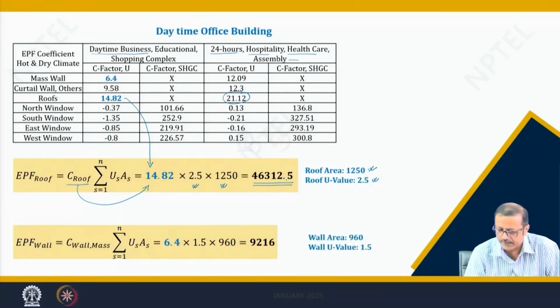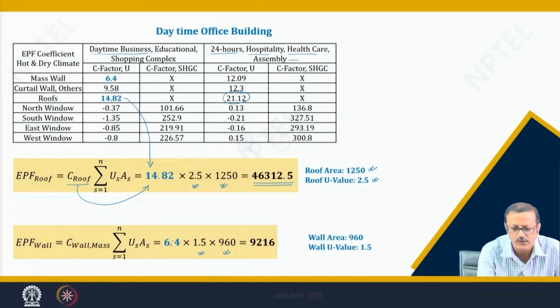EPF of the wall, I know 960 is the wall area, 1.5 is the U value, and 6.4 is this mass wall.